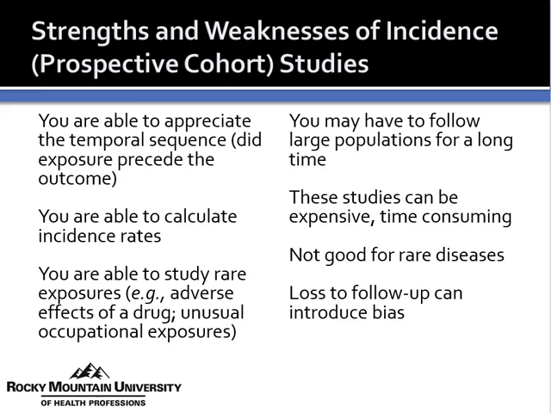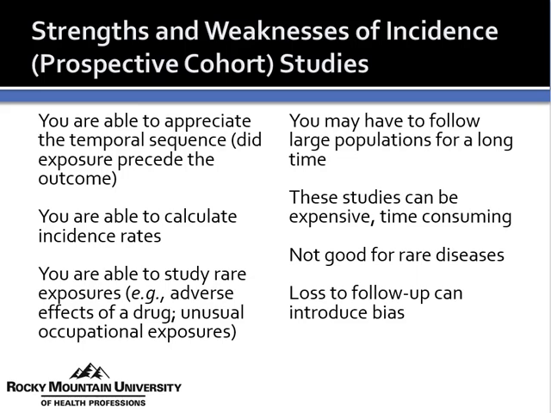Now, with a cohort study or an incidence study, there are strengths and weaknesses. You are able to appreciate the temporal sequence. So, did exposure precede the outcome? And what we're talking about here is, did somebody develop a risk factor or have a risk factor and go on to develop that disease or injury? You're able to calculate incidence rates, and you're able to study rare exposures.